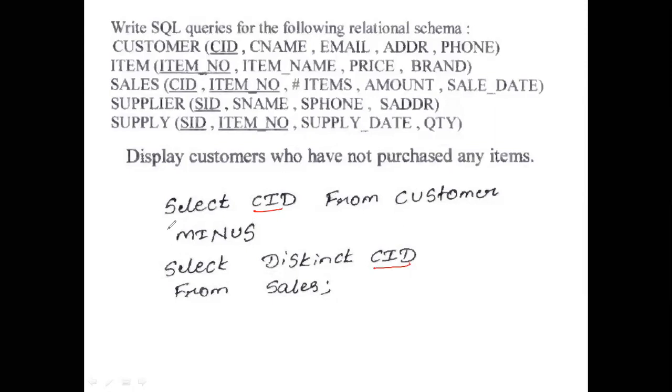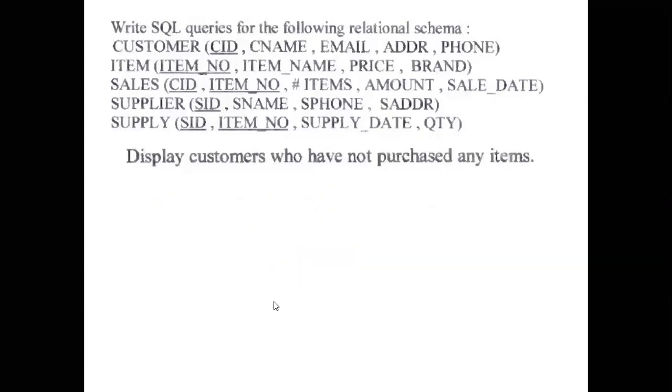But we must take care that when we are using set operations, the two results should be set compatible. Set compatible means the attributes which we list in the select clause should be of the same type, and the same number of attributes should be present. Okay, so this is one way of writing it. Another alternate way of writing it will be like this.